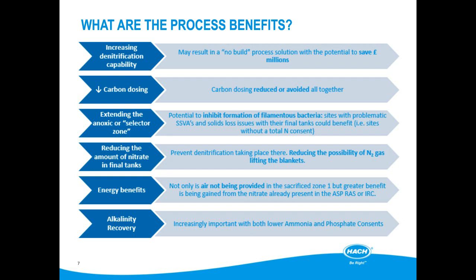It has the potential to improve settlement characteristics of the sludge. Using an anoxic selector zone is common practice in the UK to reduce the likelihood of filamentous bacteria dominating. So even when ASP plants don't have a total N consent, there is still a case to be made that swing zones could be applicable.